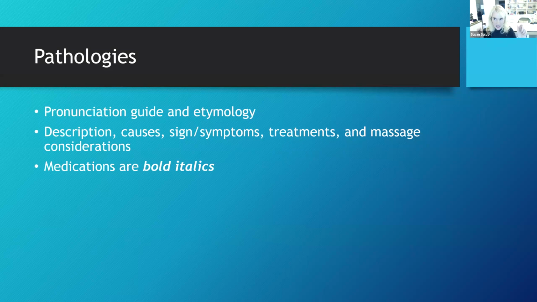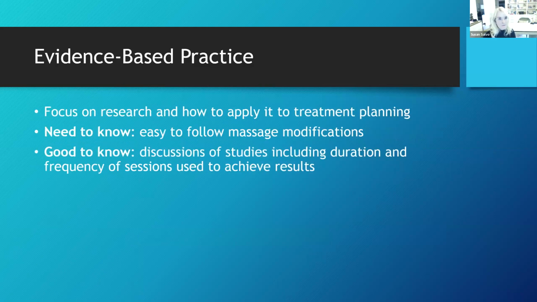So when you're looking it up, a client comes in with Parkinson's disease, a client comes in with MS, you can see what the common medications are, they're in bold italics. Then you can go to the pharmacology chapter and reference those specifically to see if you need to modify the massage. And again, practical information on how to address this condition in terms of massage modifications or massage considerations.